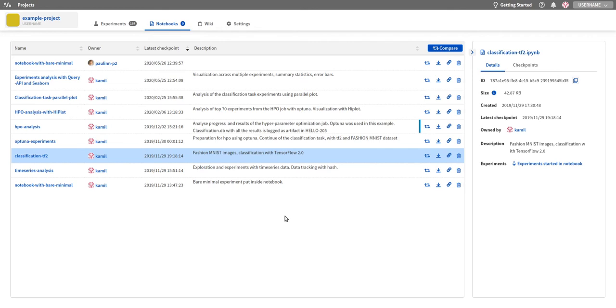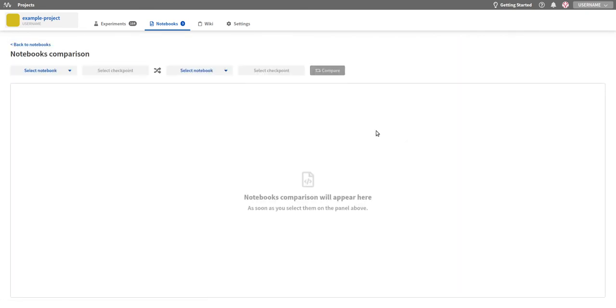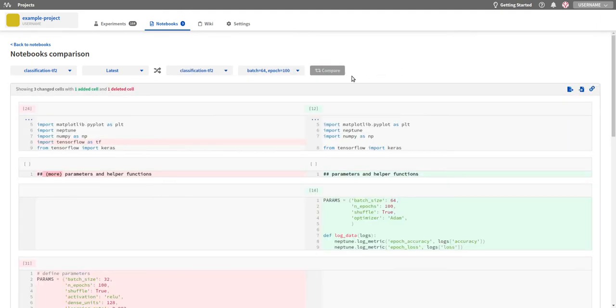In order to facilitate easy comparison of multiple notebooks, we developed a custom solution that understands the structure of the notebook. So let's take a look at one example. I just want to compare the latest checkpoint from this notebook with some early checkpoint from the same notebook. Let's take a look at the results.